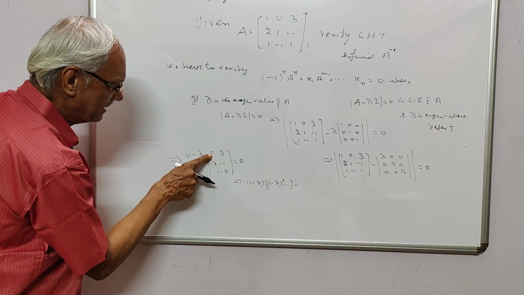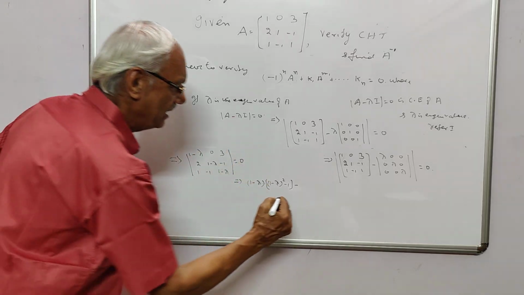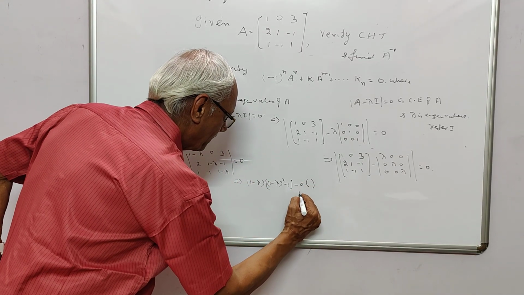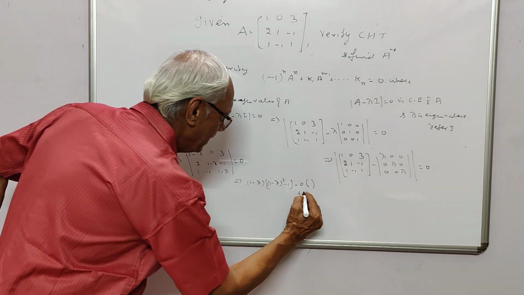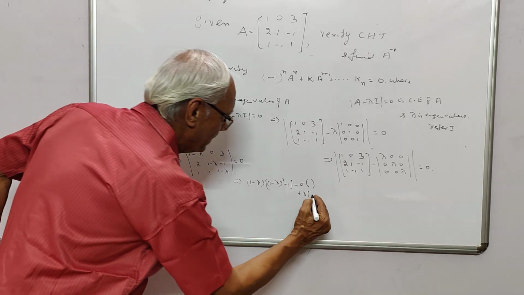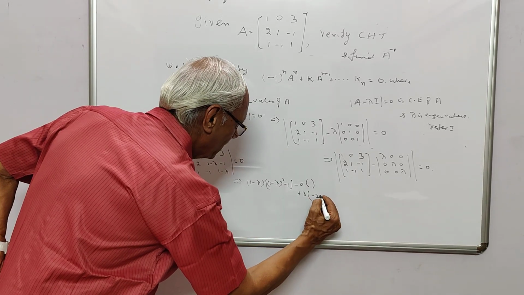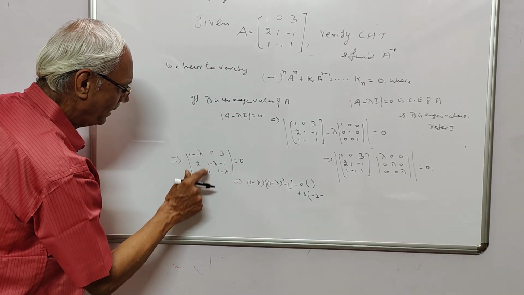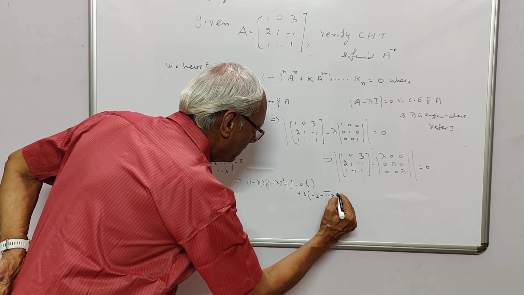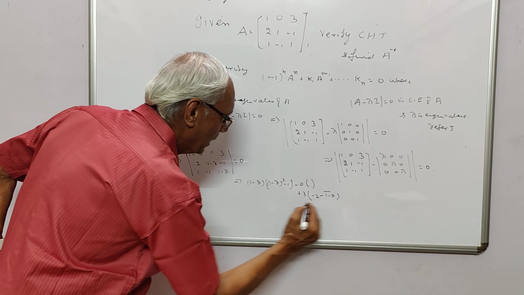Minus, here it is 0. So 0 into anything is 0. So don't worry about this. Please leave it like this. Plus 3 into 2 into minus 1 is minus 1. Minus 1 into minus lambda is 1 minus lambda. So this is equal to 0.